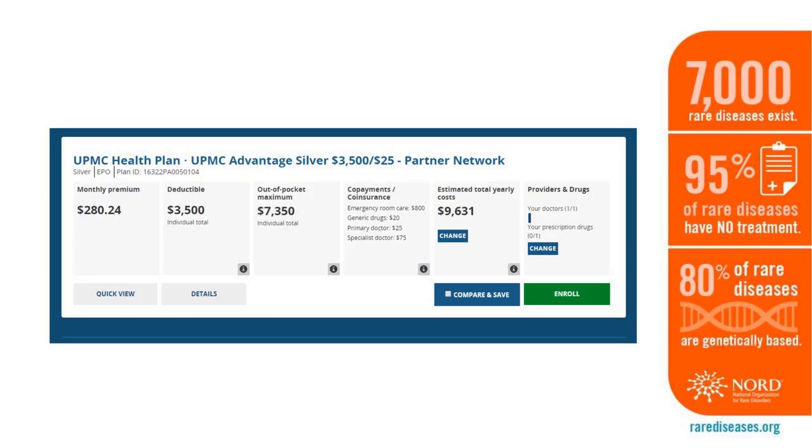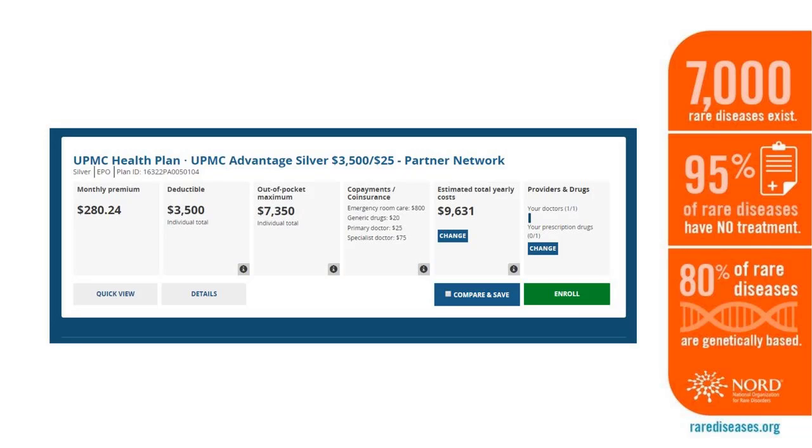Essentially, the monthly premium is the amount you will have to pay each month just to stay enrolled in that plan. The deductible is the amount of money, for those of you who aren't aware, that you have to pay once you're on that plan before your insurance kicks in. So say you have an injury and you go to the hospital, say you have to pay $1,200, or in this case $3,500 in this example on the webinar, before your insurance will actually pay anything.